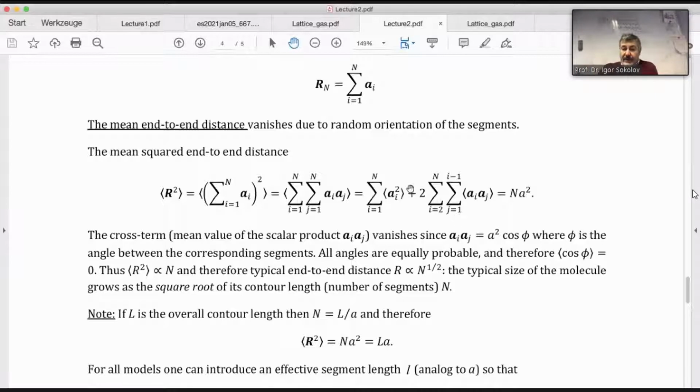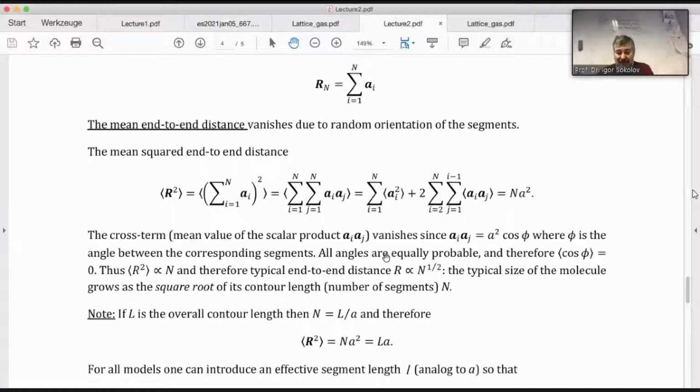Now, if all the lengths are the same, this is simply the length, and there are n of them. It doesn't depend on orientation. It's a square of a vector, so it's simply its length squared. This is this. And this term vanishes because this is independent from this, and it rotates freely. For each orientation there is an opposite, and when I average, I get 0. So this term is away.